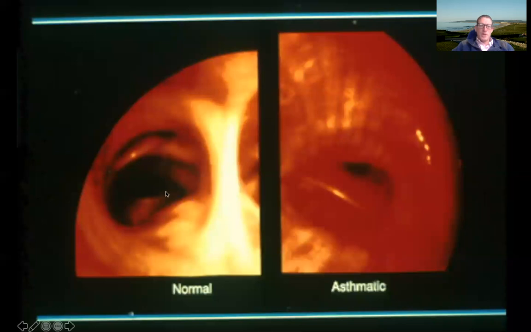This is just a picture showing through a bronchoscope a normal airway and an asthmatic airway. This is someone with acute asthma. And you can see there's a big difference between them. You don't have to be an expert. One's nice and shiny with a nice clear lumen, and the other one's boggy, narrowed, and horribly red.